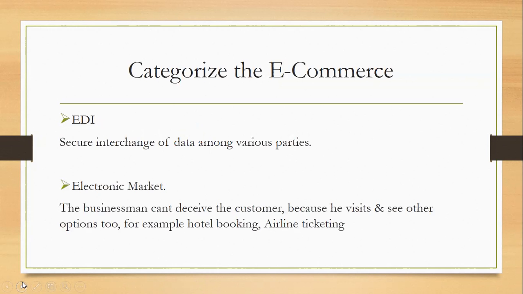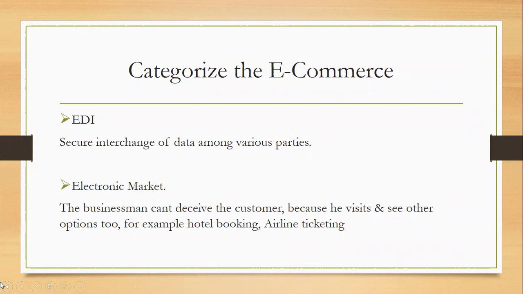Then we have the categories of e-commerce: secure interchange of data among the various parties. We have already discussed that. Then we have 10 minutes, so we have to be a bit fast. So EDI is secure interchange of data. You need a person who can at least update it, and it should not be misused.